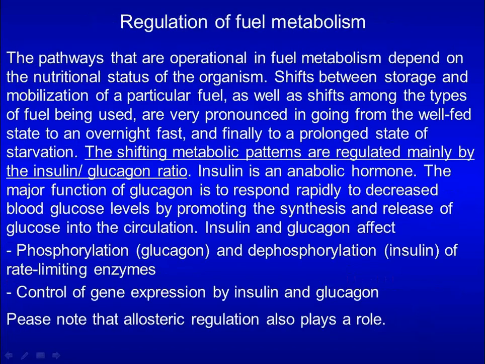The shifting metabolic patterns are regulated mainly by the insulin-glucagon ratio. Insulin and glucagon affect phosphorylation and dephosphorylation of rate-limiting enzymes, and they also control expression of target genes. Please note that in addition to insulin and glucagon, allosteric regulation also plays a role in regulating the shift of fuel metabolism.